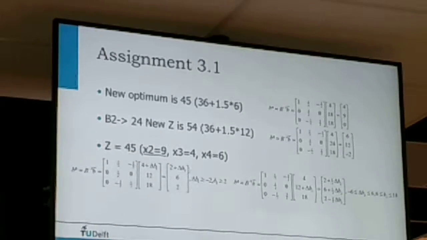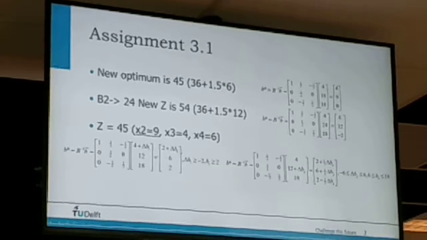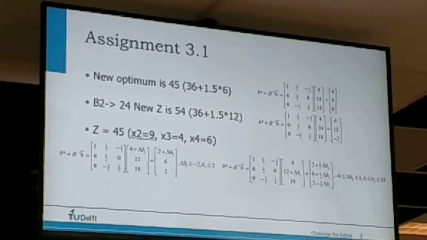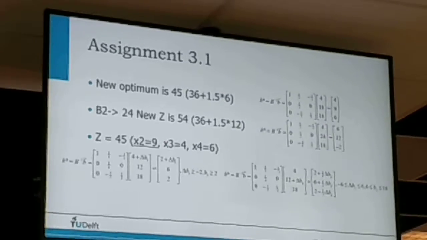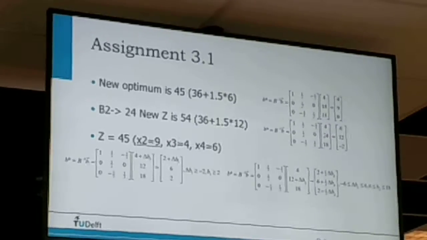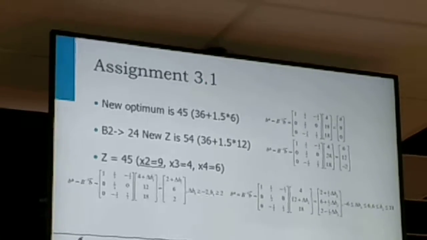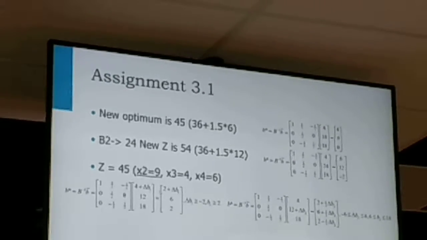In this case, that means that B1 is not allowed to reduce by more than 2. And as B1's initial value is 4, this actually means that B1 has to remain at least equal to 2. So if B1 becomes lower than 2, then this one will become negative, and thus will become infeasible.